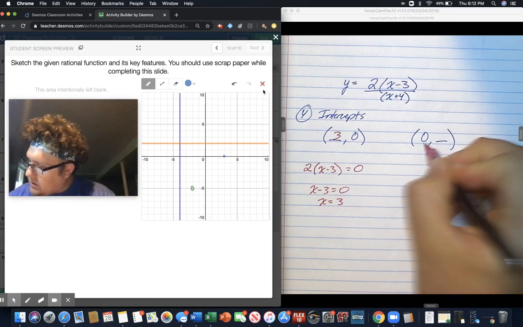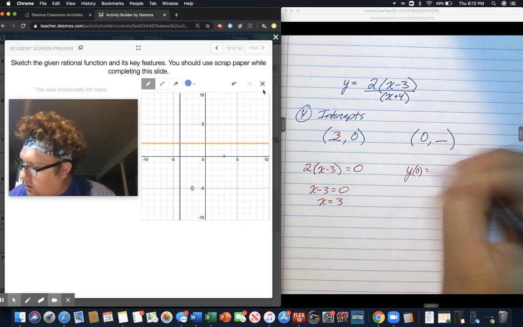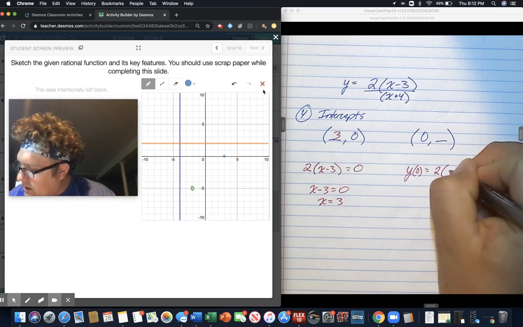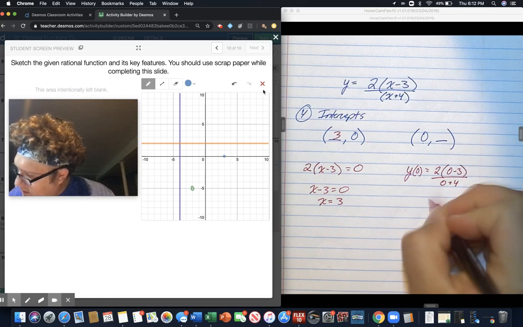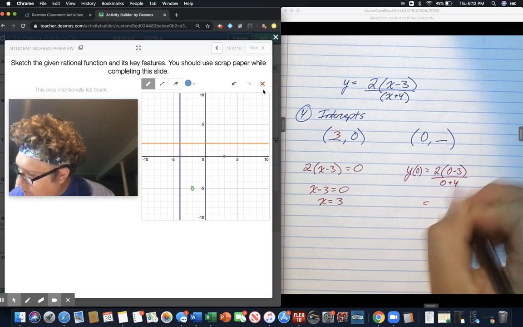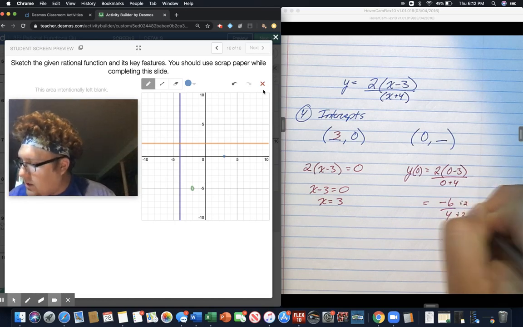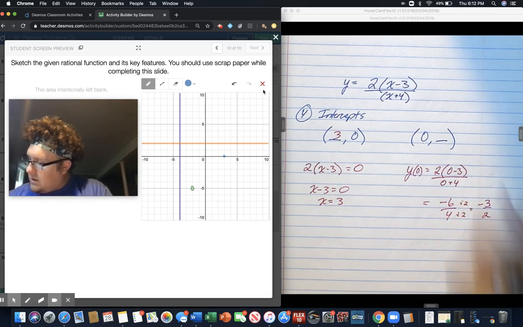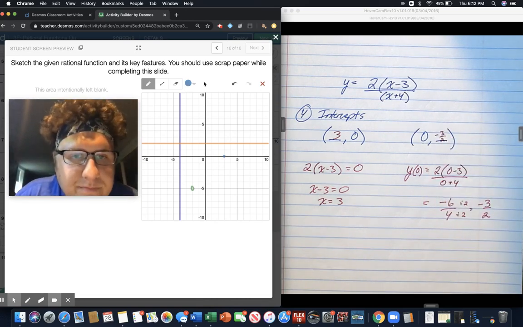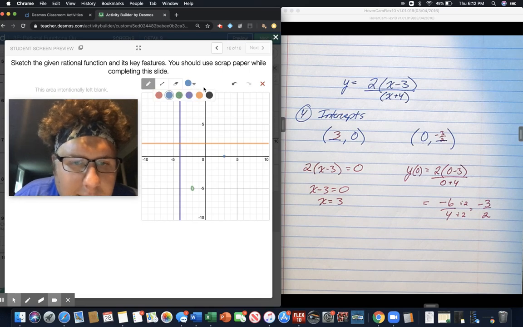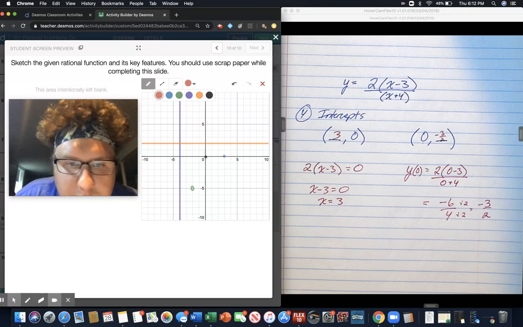We need to substitute 0 in for x. So looking up top here, we're going to have y of 0 equals 2 and then 0 minus 3 over 0 plus 4. And this equals 2 times -3, so -6 over 4. And then we can divide each side by 2. We get -3 halves. So -3 halves is our other intercept. And I'll graph that one in red. Okay, so 0, -3 halves.